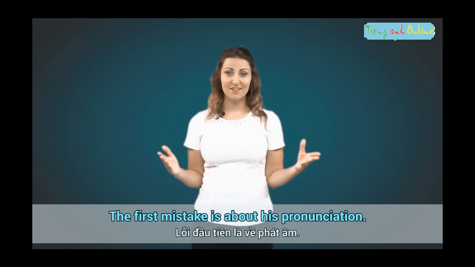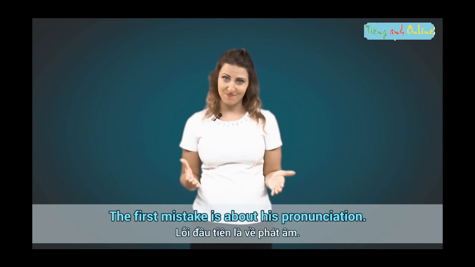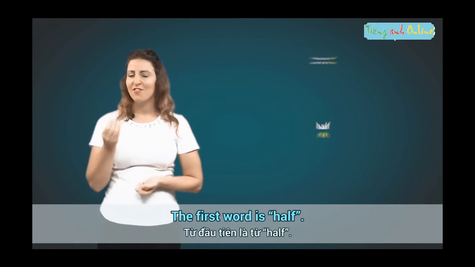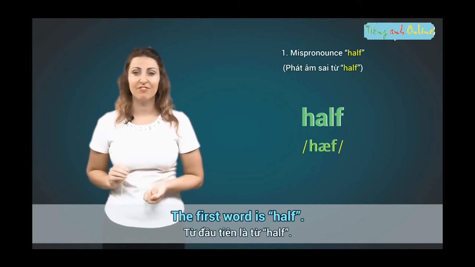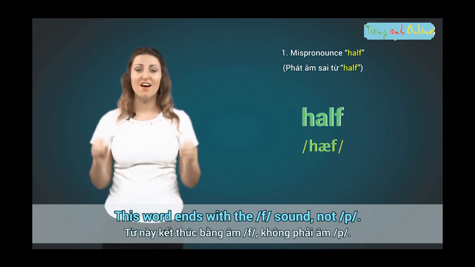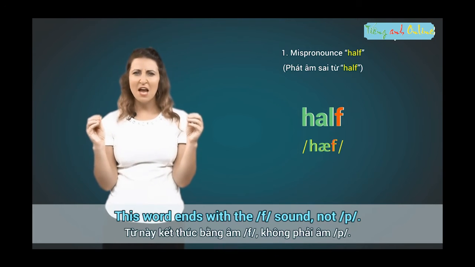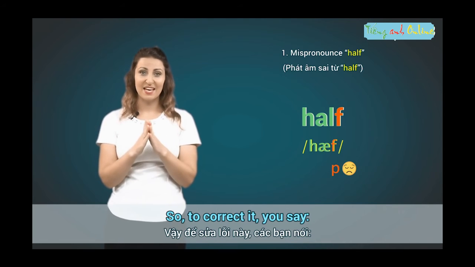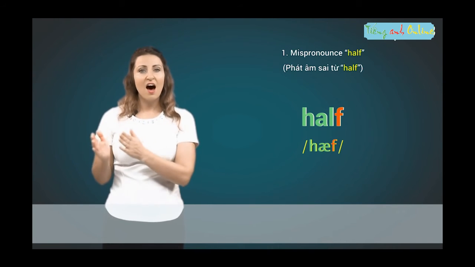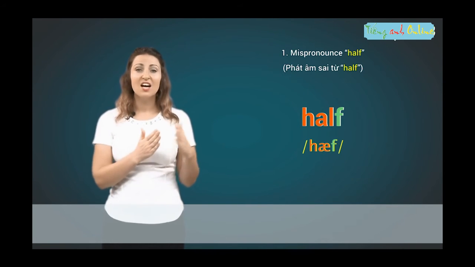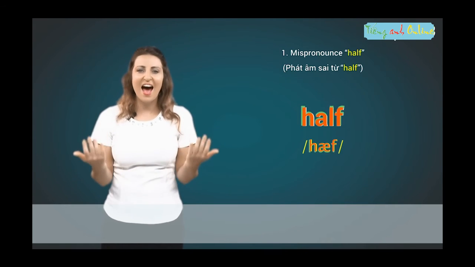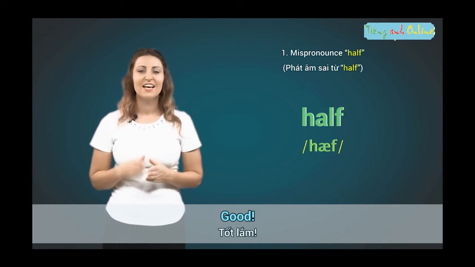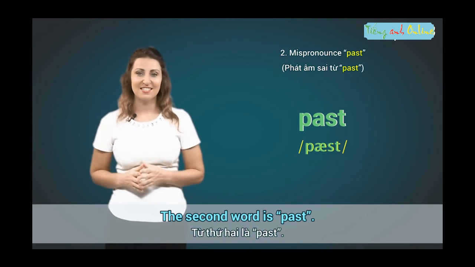The first mistake is about his pronunciation. He mispronounced some words. The first word is "half." This word ends with the f sound, not p. So, to correct it, you say "half." Good.